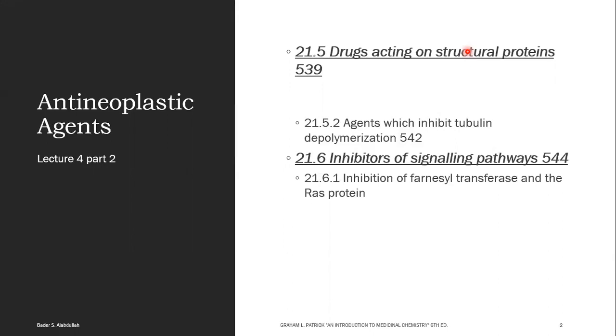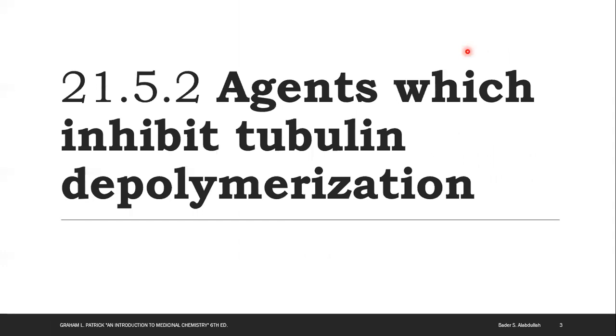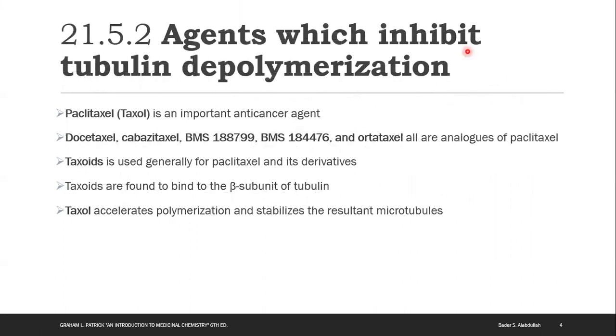So inhibitors of signaling pathways, that's going to be next week, and that will leave us with agents which inhibit tubulin depolymerization. Okay, as we said, agents which inhibit tubulin depolymerization for this part. The well-known example of these agents is paclitaxel, which is called Taxol. It's an important anti-cancer agent.